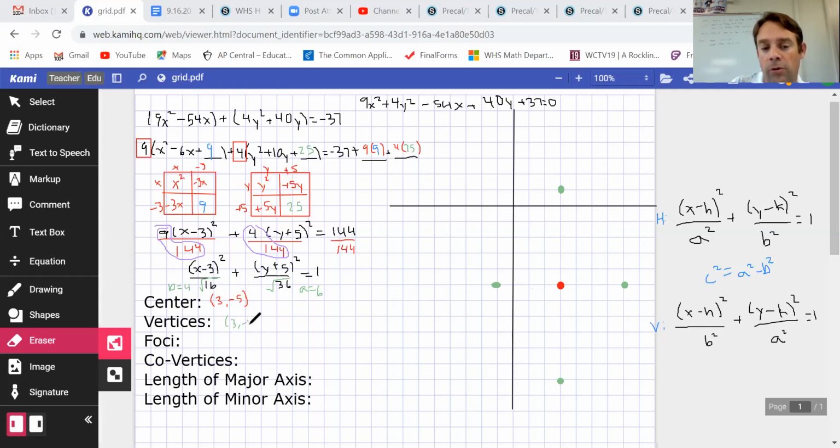So vertices, I'm just going to go and get my coordinates of those. I had 3, negative 11, and I had 3, 1. My co-vertices, I had a negative 1 and negative 5. And I had a 7 and a 5.